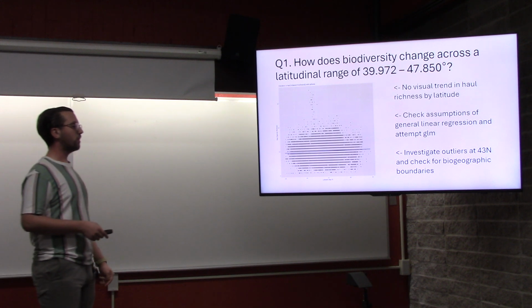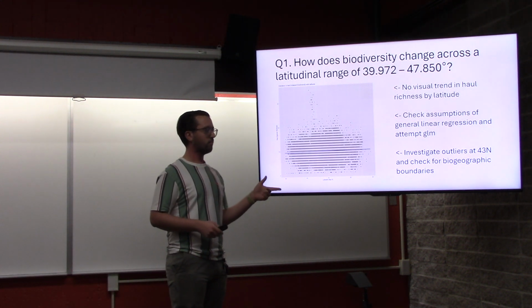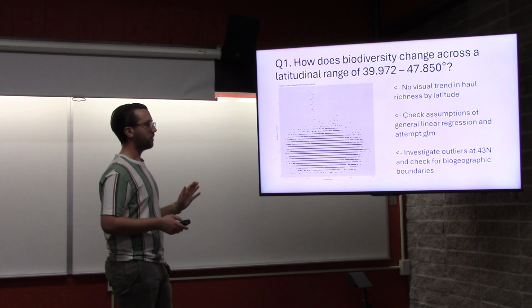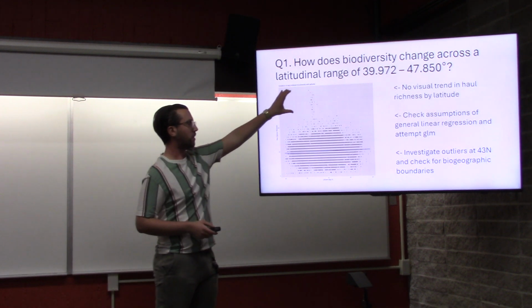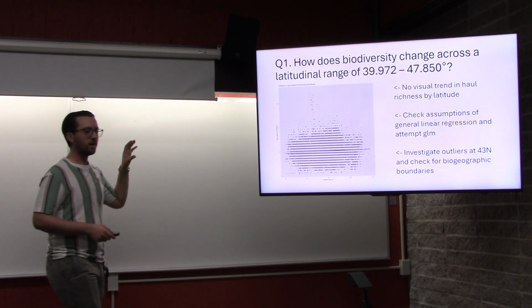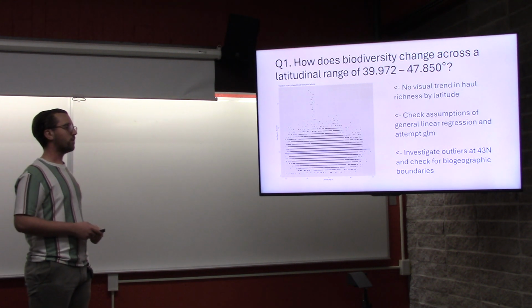So the first question, it looks like over the entire 50-year data set, latitude and richness aren't visually related. But there's a couple interesting things. There seems to be a peak in richness at a certain latitude, and I'm going to investigate if that is a hotspot of diversity for some reason. If there's a reason why at 43 you see the highest richness of the data set.